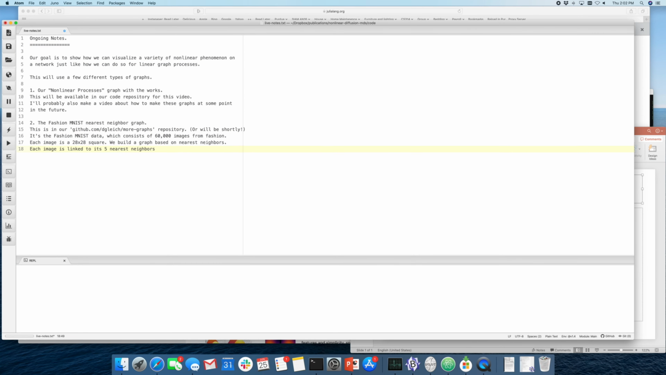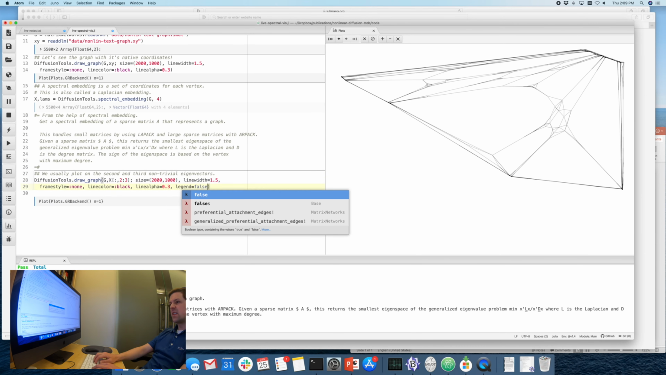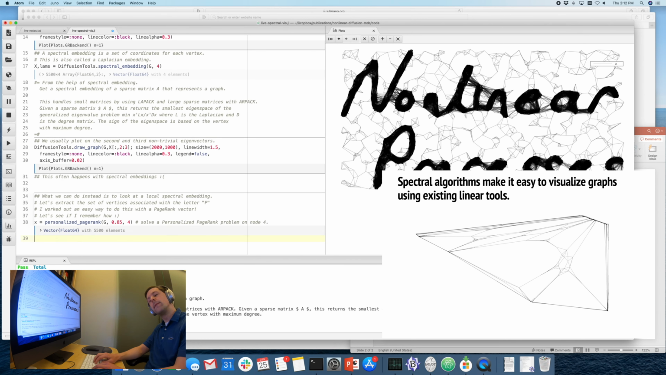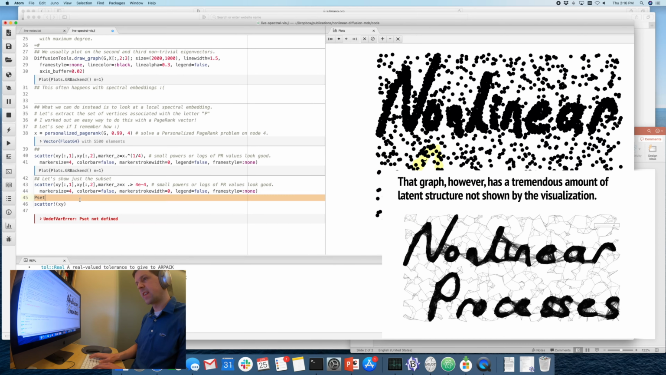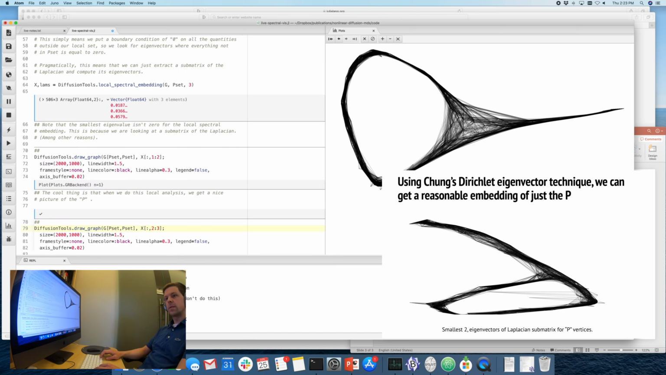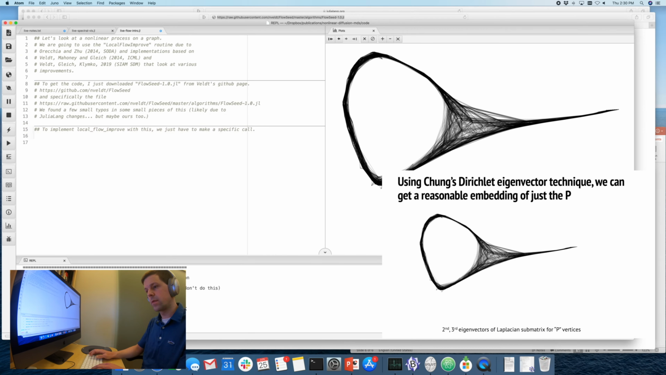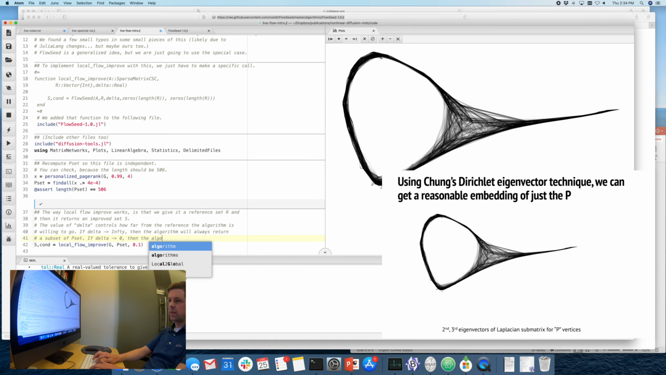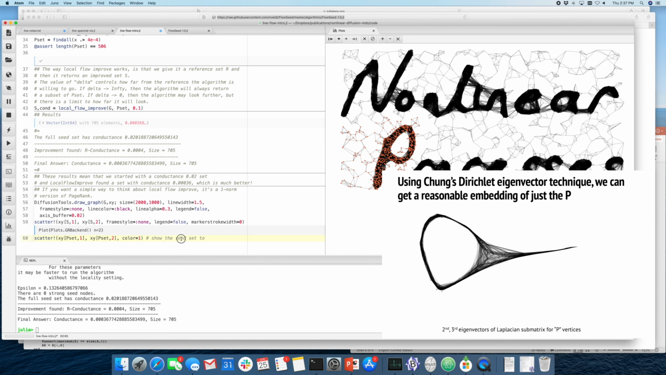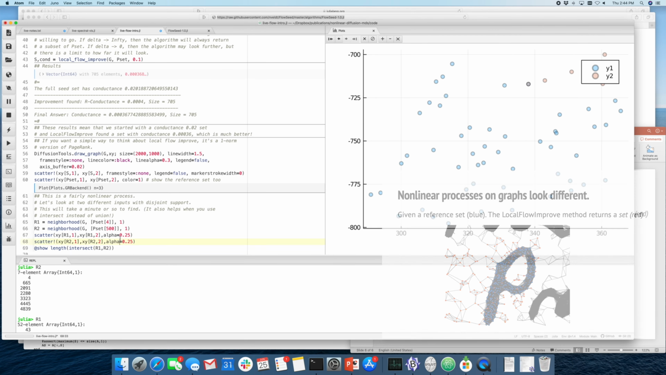All right, so first up, let's get those eigenvector embeddings done and just make a whole bunch of notes on what we're trying to accomplish here. Our first observation is that the spectral structure really doesn't do much in this particular case. It doesn't show us those text or the P. The second observation is that we can use Chung's local Dirichlet eigenvector embedding to actually show the local structure of that P if we already know where it is.